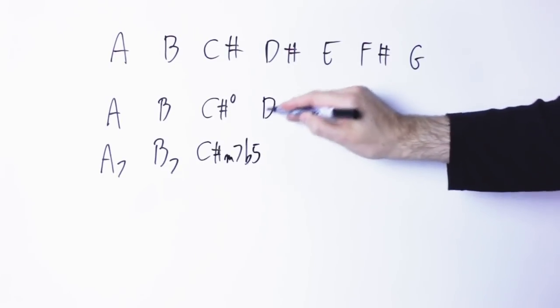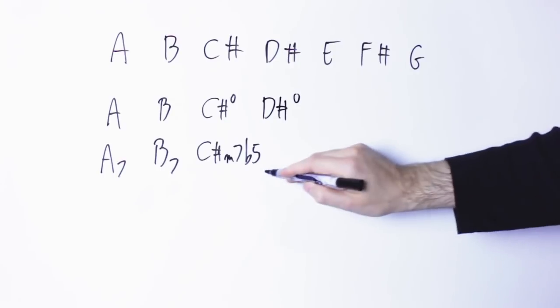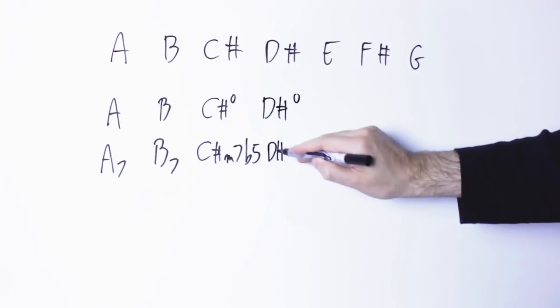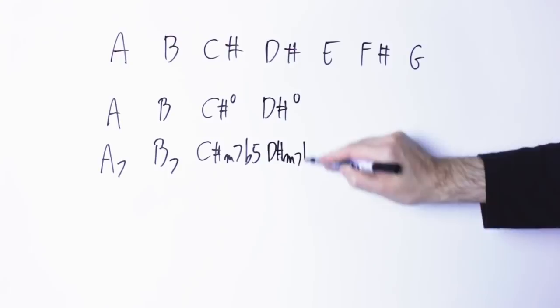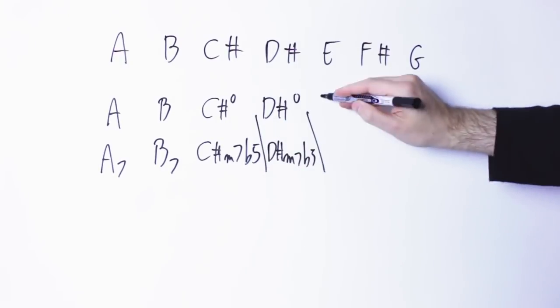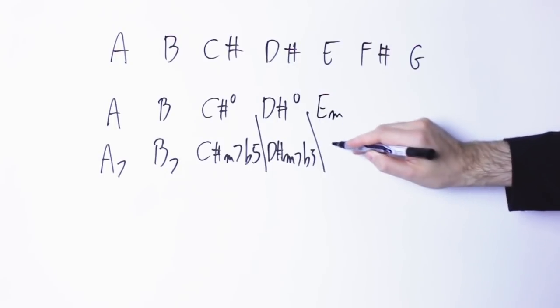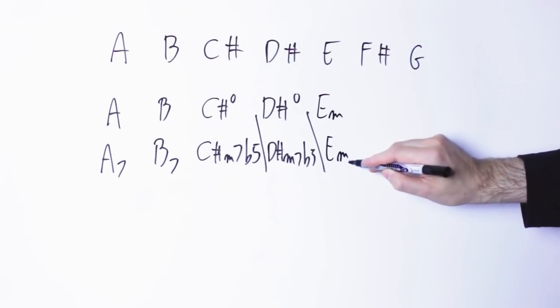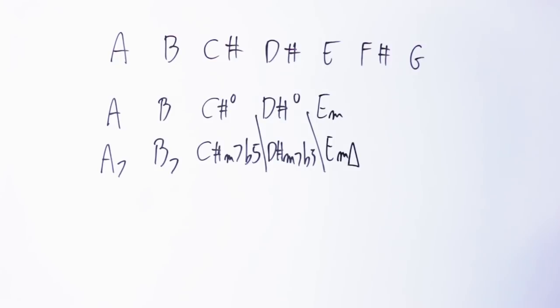On the D sharp note, I have again a diminished triad, D sharp, F sharp, A, or a D sharp minor 7th flat 5 if I include the 7th, which is C sharp. On the E note, I have an E minor triad, E, G, B, or an E minor with a major 7th if I include the 7th, which is D sharp.